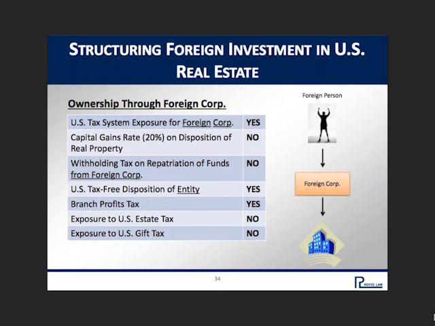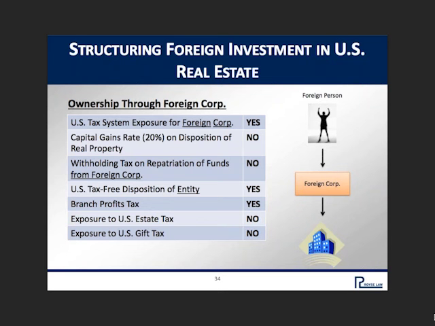Now the interesting thing is if the real property is sold, the foreign corporation will be hit with the tax. In fact, it will also be hit with the branch profits tax to make up for the fact there's no U.S. corporation between the foreign corporation and the real estate. So that seems like a nice tax thing.